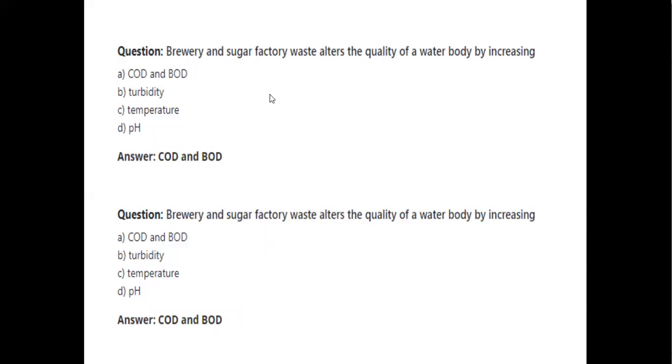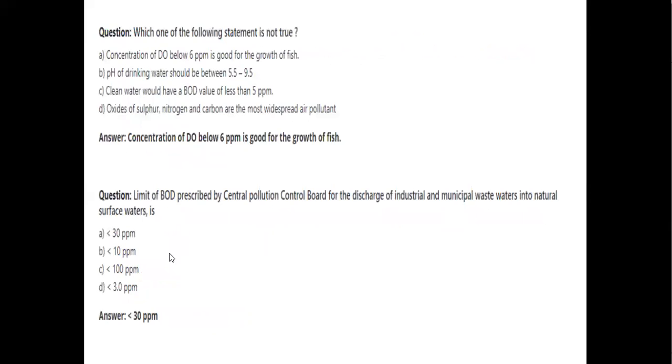Brewery and sugar factory waste alters the quality of a water body by increasing COD and BOD, turbidity, temperature, and pH. Brewery and sugar factory waste alters the quality of a water body by increasing COD and BOD, chemical oxygen demand and biological oxygen demand.